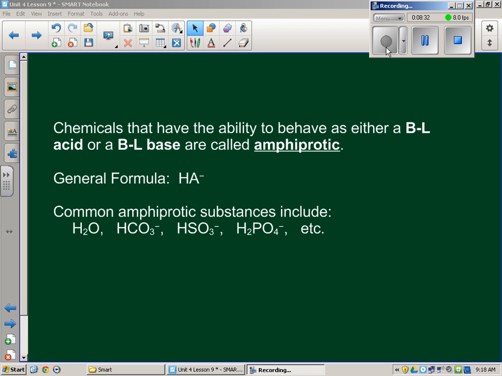Chemicals that have the ability to behave as either a Bronsted-Lowry acid or a Bronsted-Lowry base are what we call amphiprotic. Always questions about this on tests, diplomas, etc. Amphiprotic. The general form of the amphiprotic looks like this, HA minus. It doesn't have to look like that. Obviously, for example, H2O doesn't look like that. Get your data booklets out.